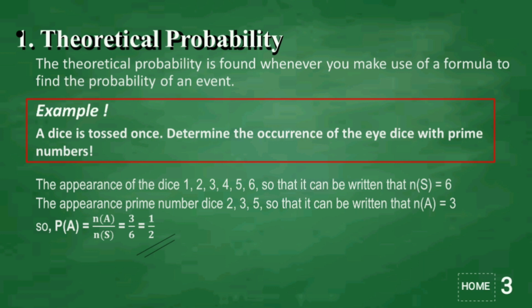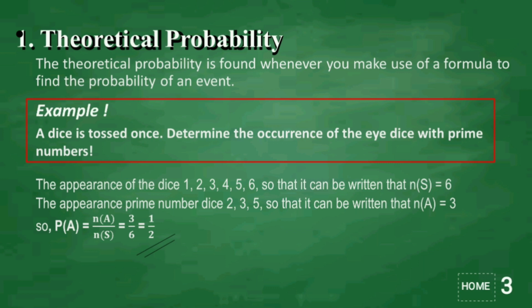Number 1. Theoretical probability. What is theoretical probability? Theoretical probability is found whenever you make use of a formula to find the probability of an event.